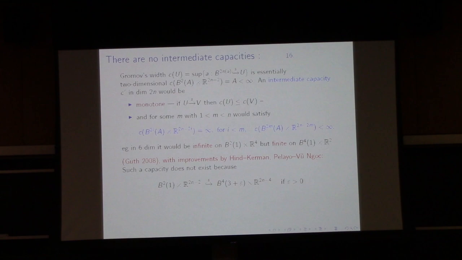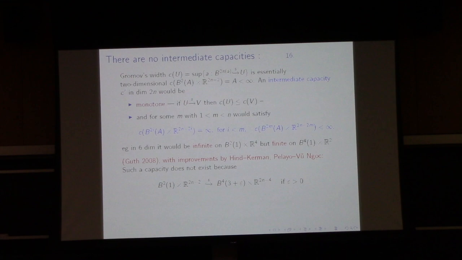And the answer is, so this was another surprising paper by Guth, which led to much other work. He says that such a capacity does not exist because you can embed this cylinder, a two-dimensional cylinder times, say, four-dimensional Euclidean space, into a finite four-dimensional ball times an appropriate Euclidean space. So this tells you there's no intermediate capacity for m being 2. Because it's meant to be monotone, and it's meant to be finite on this, and therefore it would have to be finite on that, but that's not good.